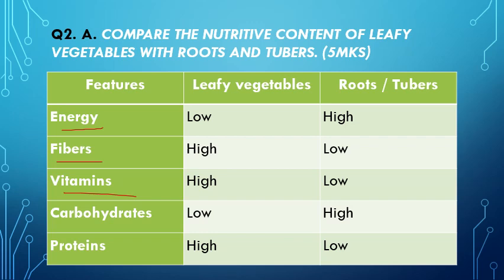Then for carbohydrates, obviously the roots and the tubers will have more of it. Then proteins too, more in leafy vegetables as compared to the roots and tubers.